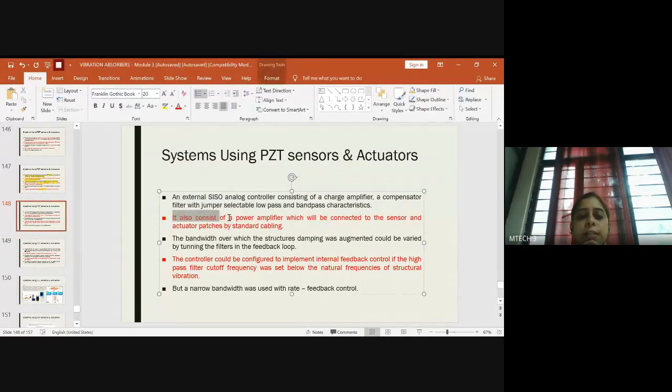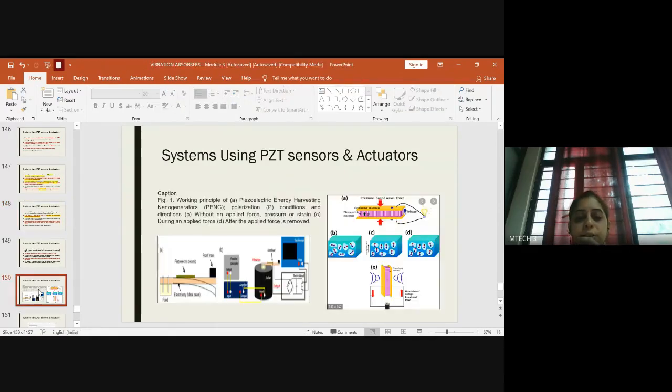And also it consisted of a power amplifier. So a power amplifier is needed because you need to connect the sensor and the actuator patches. So to make a connectivity between the sensor and the actuator patches, you need an amplifier unit. So the amplifier unit, you can see here, was there because it has to be driven by an electrical signal, or else how will the electromechanical shaker vibrate, right?